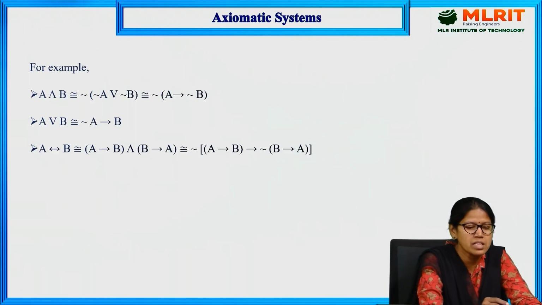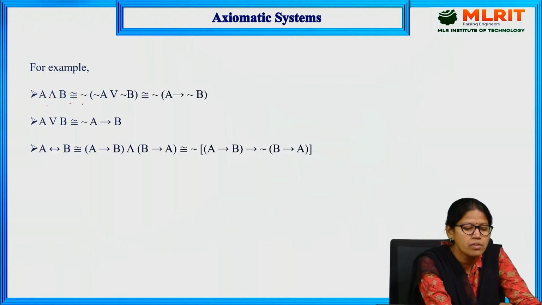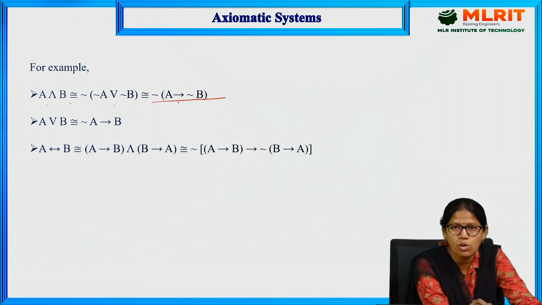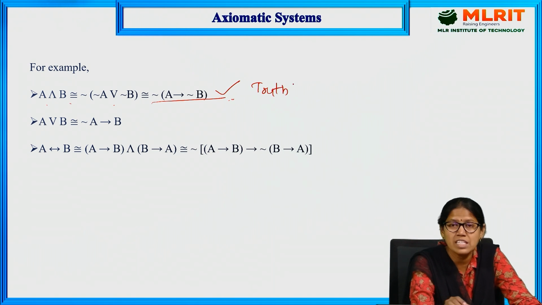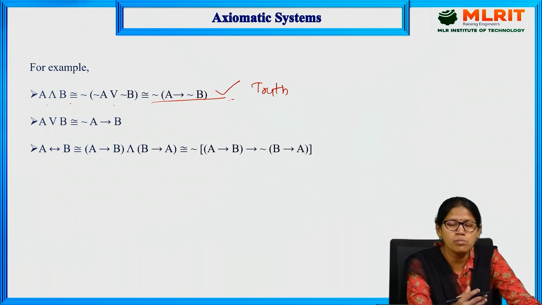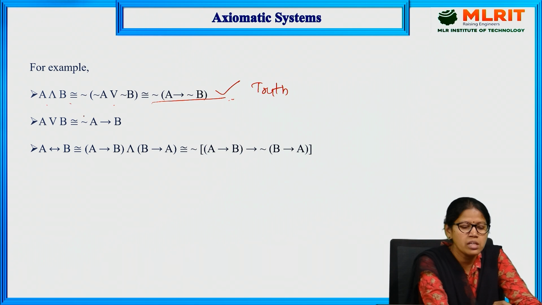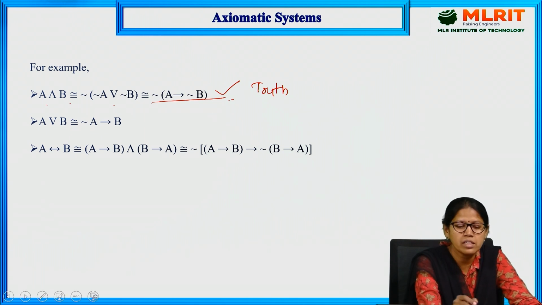Let's see some examples here. A and B. When we perform double negation, then it will be negation A or negation B. Then it can be easily expressed as negation of A implies negation of B. We can prove this using the truth tables also. The truth table is an easy approach, but if there are more atoms, then more interpretations are needed. It will increase in the tabular format also. But here it is a simple one. We can easily identify this also.